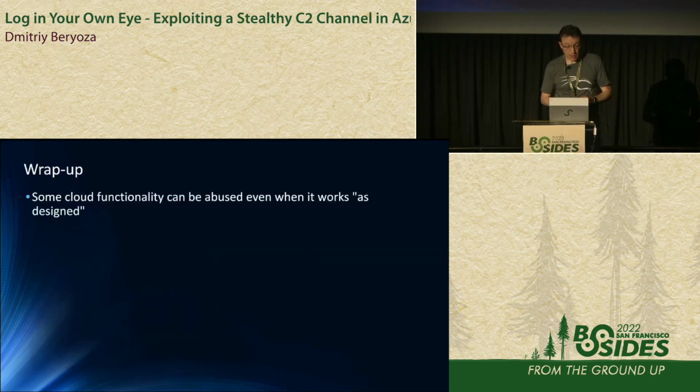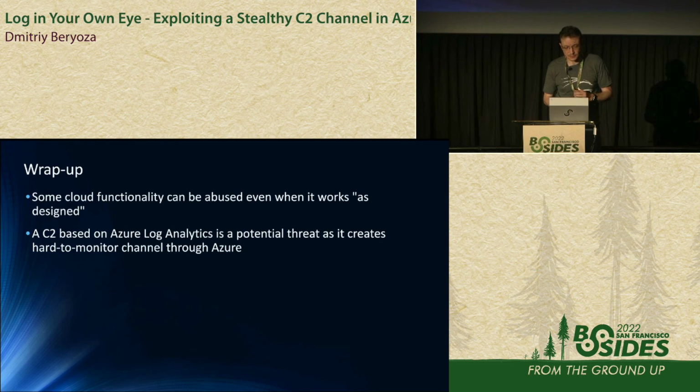So to wrap up, we saw how some cloud functionality, even though it's behavior by design, not a bug, could be abused for stealthy communications. As I said in one of the slides, it's a threat not only because of the stealth and because it's hard to monitor, but also because Azure APIs have an air of legitimacy to them, so somebody using the API for malicious purposes is not a red flag. So it's easy to overlook.